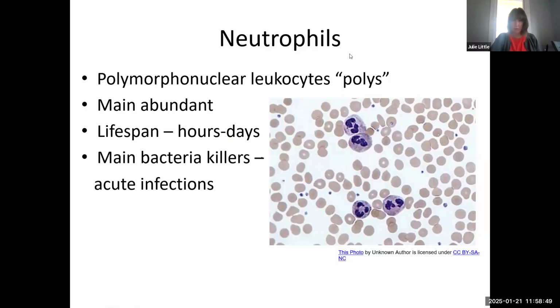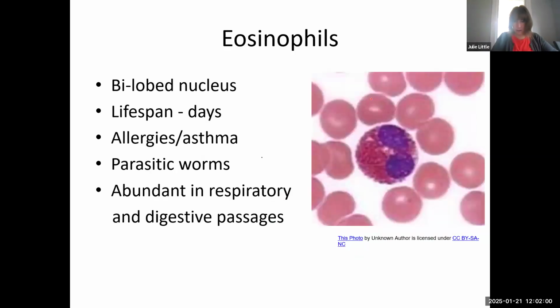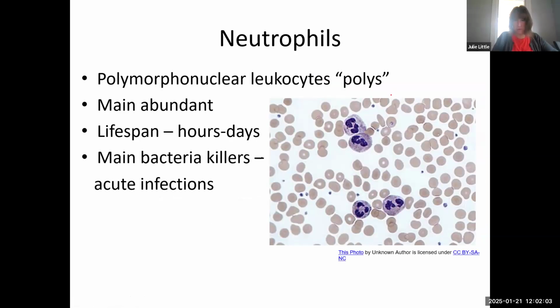Okay, let's talk about our neutrophils. If you look, there are 4 neutrophils on this slide: 1, 2, 3, 4. This one is positioned in the best way that we can see how weird the nucleus is. It's called the polymorphonuclear leukocyte. Polymorphonuclear, meaning many-shaped nucleus, because the nucleus may look different every time you see it.